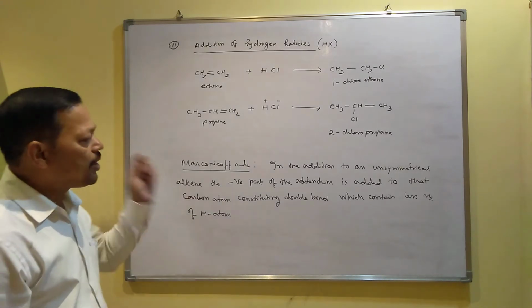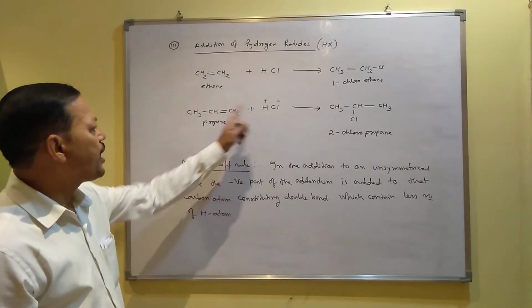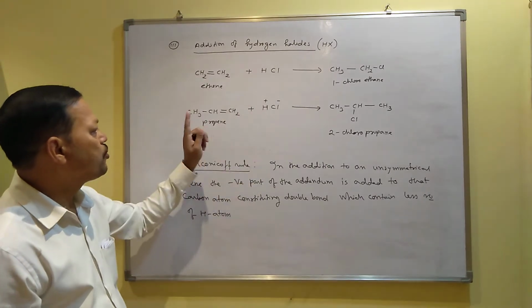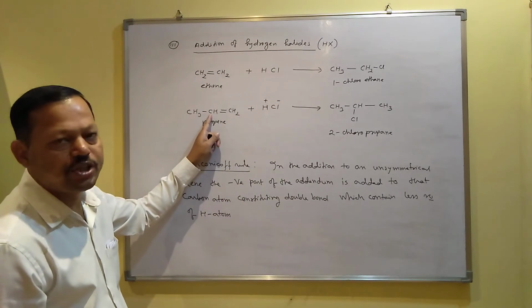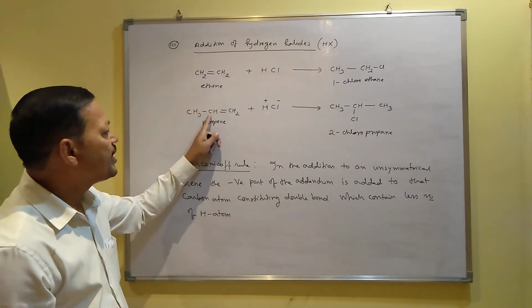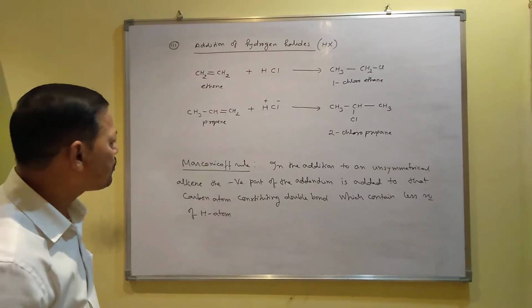So this is called the Markovnikov rule. In the addition to an unsymmetrical alkene, the negative part of the addendum is added to that double bonded carbon atom which contains less number of hydrogen.